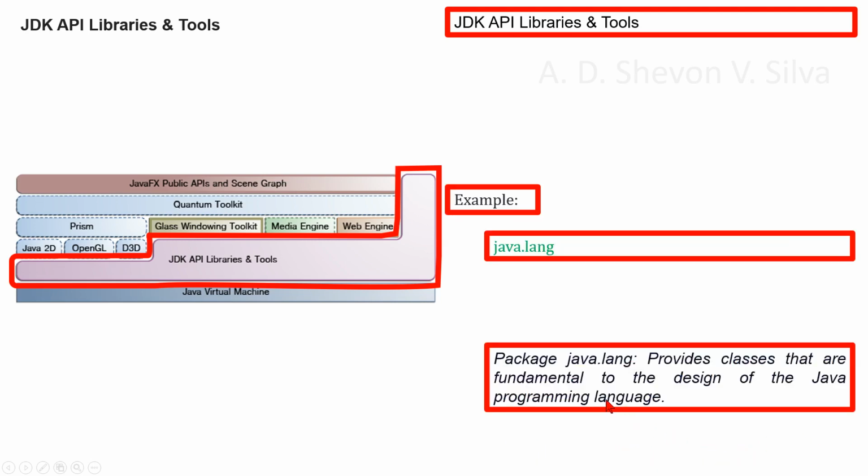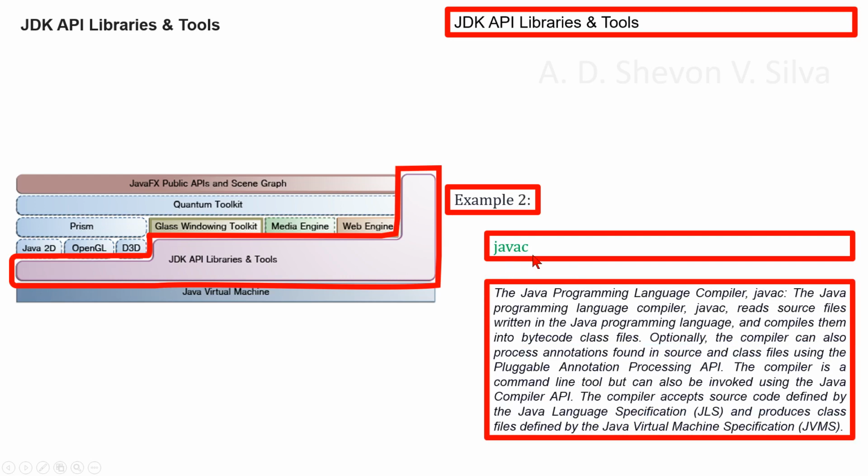As an example, we can consider the java.lang package. It provides classes that are fundamental to the design of the Java programming language. As example 2, we can consider javac, the programming language compiler. The compiler javac reads source files written in the Java programming language and compiles them into bytecode class files.